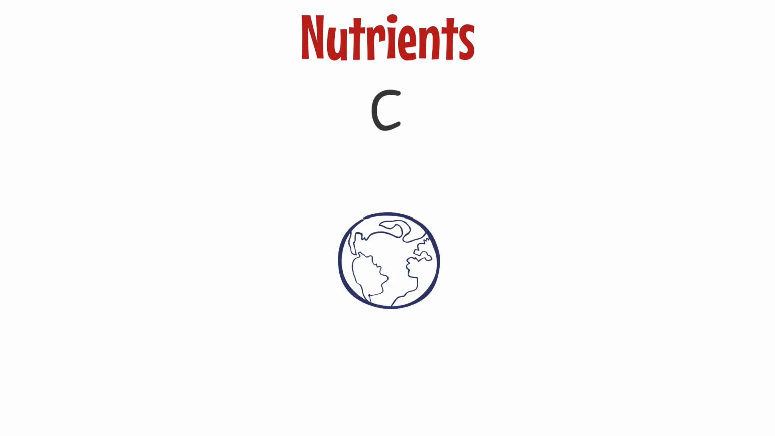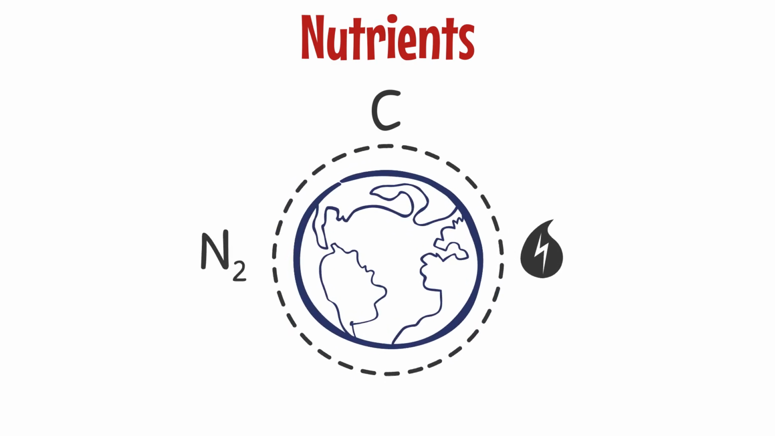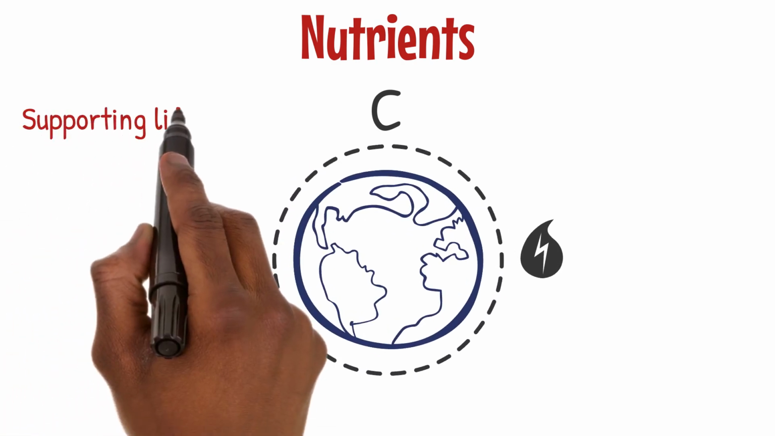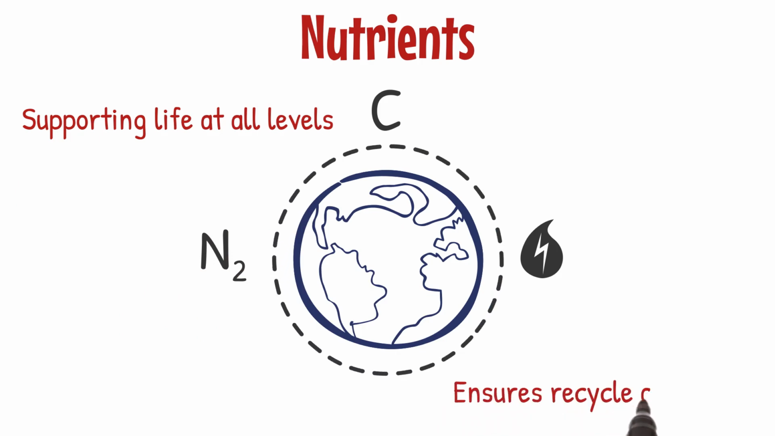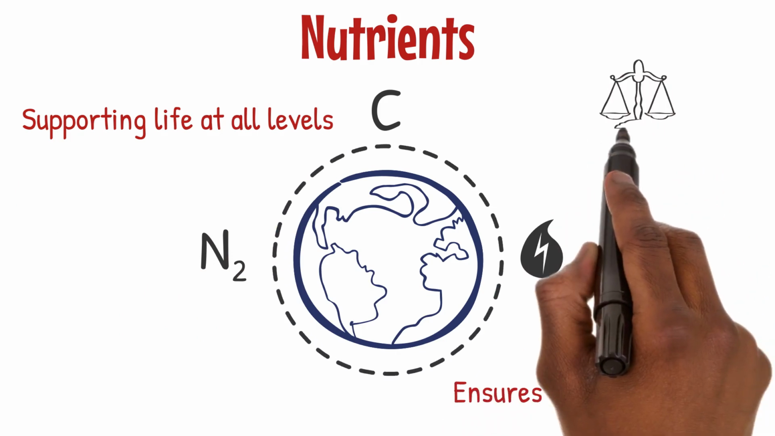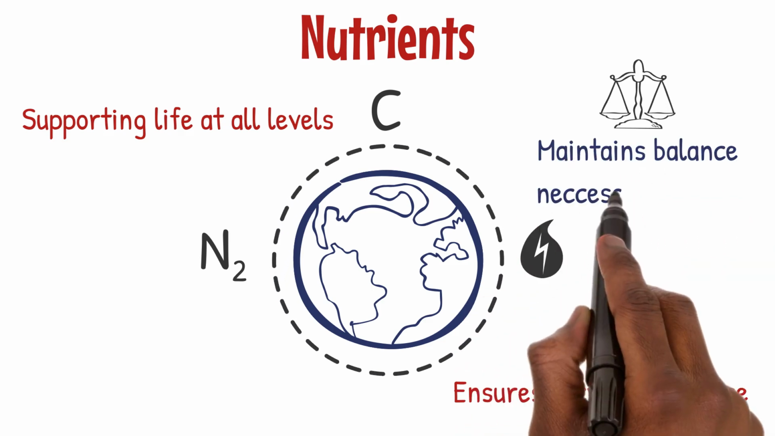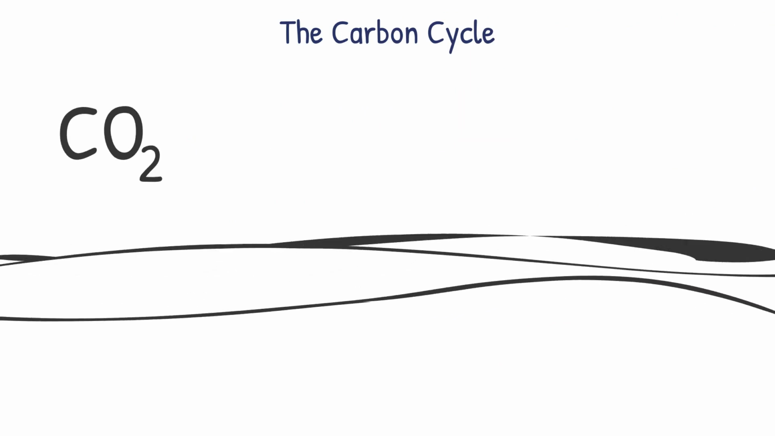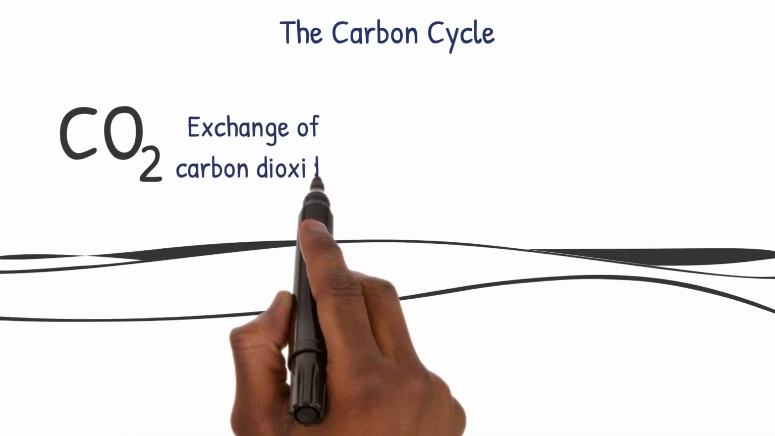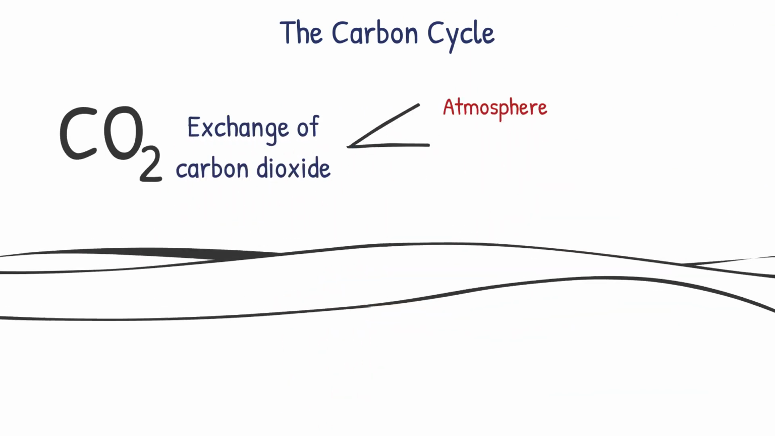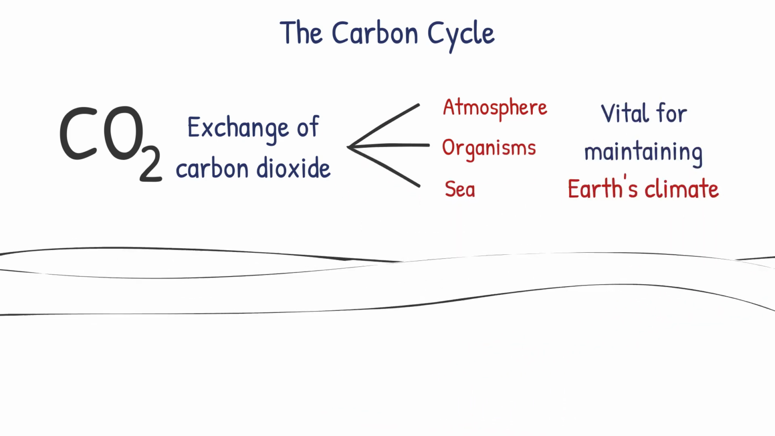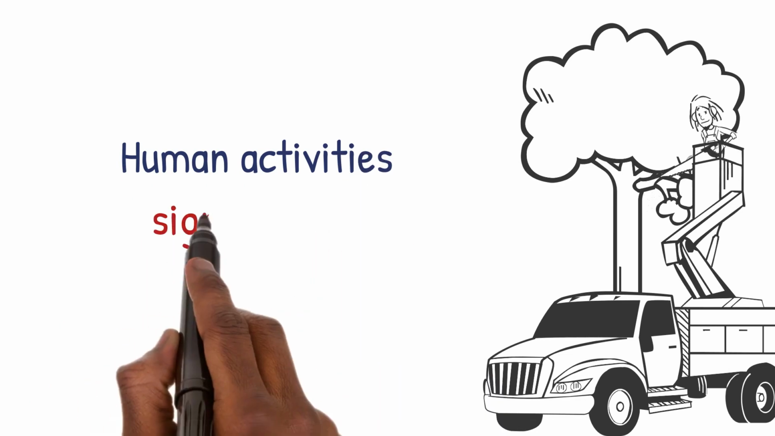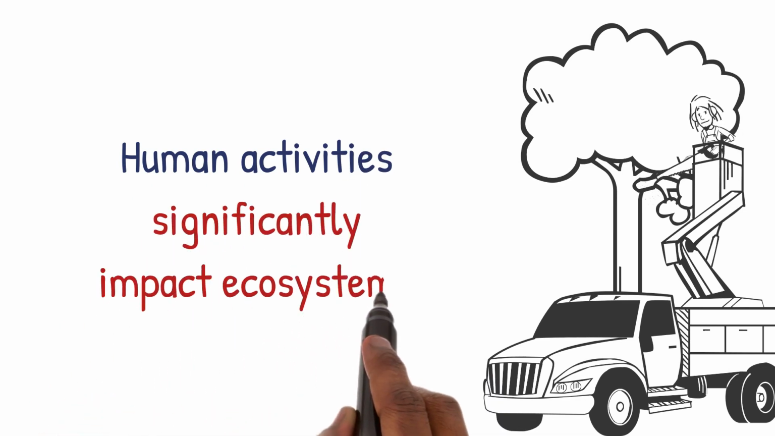Nutrients like carbon, nitrogen, and water cycle through the ecosystem, supporting life at all levels. These cycles ensure that nutrients are recycled and reused, maintaining the balance necessary for life. For instance, the carbon cycle involves the exchange of carbon dioxide between the atmosphere, organisms, and the sea, vital for maintaining Earth's climate. Human activities significantly impact ecosystems.